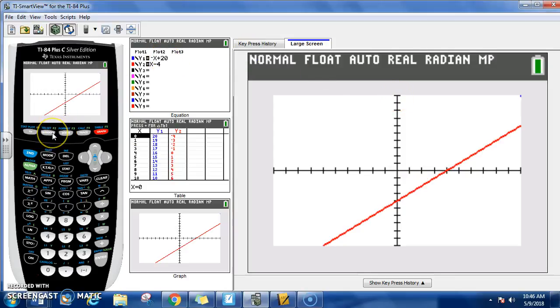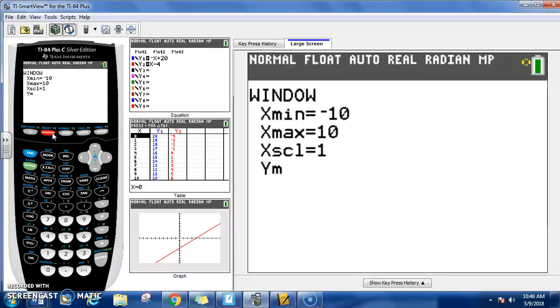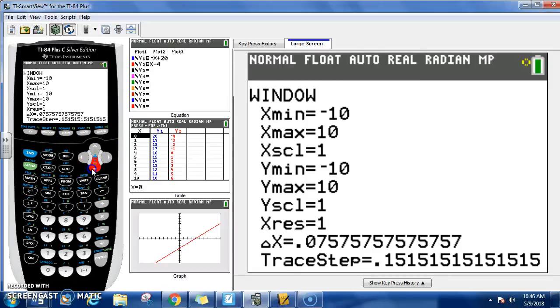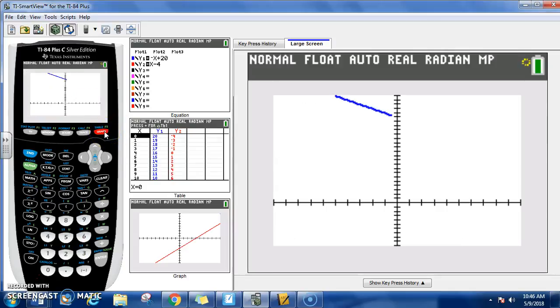Okay, so what I want you to do now is go to your window, and we need to change our y maximum. Currently, our y maximum is at 10, and we need it to be at 20 at least. Maybe we'll go up a little bit higher. Let's go up to like 25. Okay, so now we set the maximum on our y-axis to 25. That's all we changed, and we're going to hit graph one more time, and now we can see our first equation, negative x plus 20.